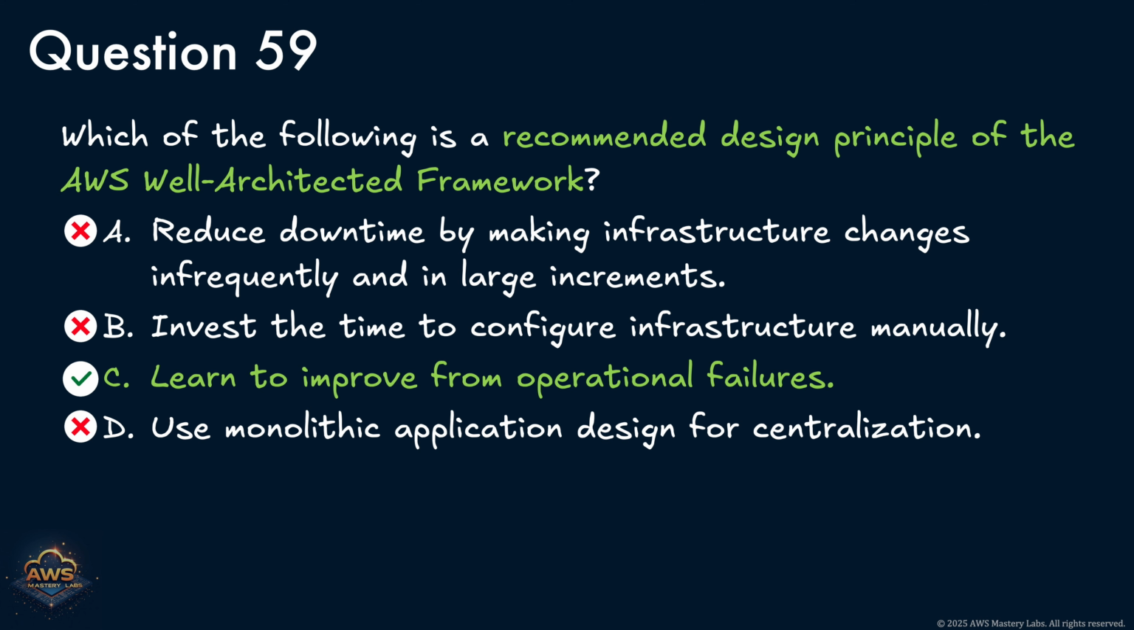Option C. Learn to improve from operational failures. This aligns directly with the operational excellence pillar of the well-architected framework. AWS encourages building mechanisms to identify, analyze, and learn from failures, including post-incident reviews and continuous improvement. The goal is not to eliminate failure, but to use it to drive maturity and resilience. Correct, because operational failure is a feedback opportunity and learning from it is a core AWS design principle.